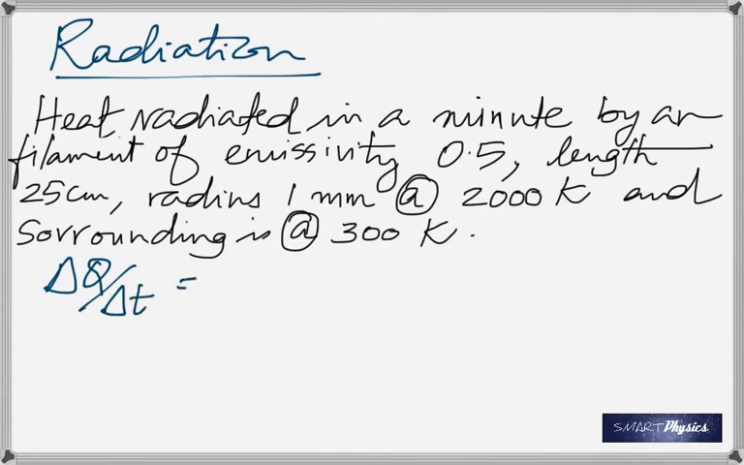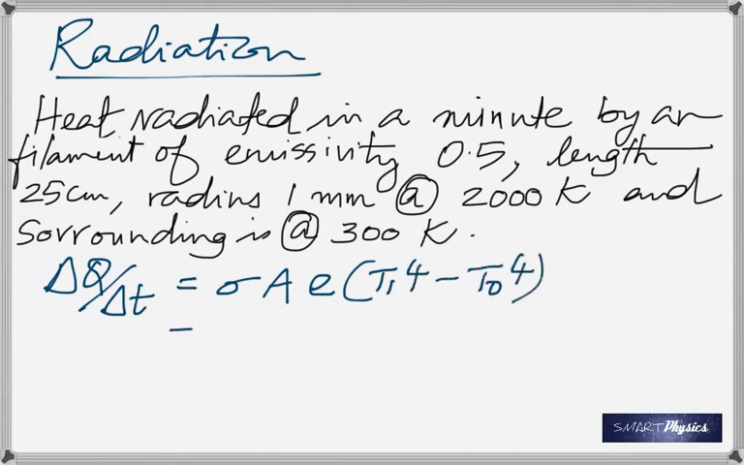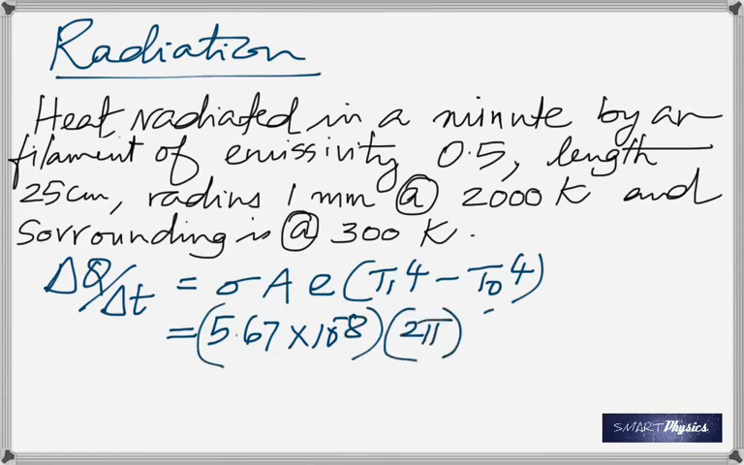This is the formula. Delta Q by delta T equals sigma A e times T1 raised to 4 minus T2, or T naught, raised to 4. Stefan's constant will be given to you. The area, like I mentioned, is 2 pi r times the length. You know that the millimeter should be changed into meter, isn't it? The length must be in meters.